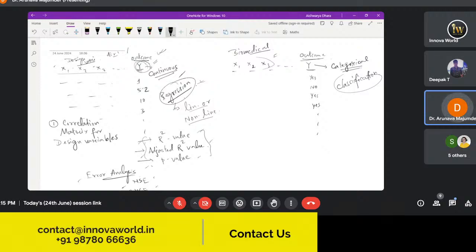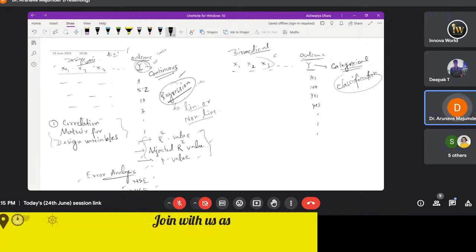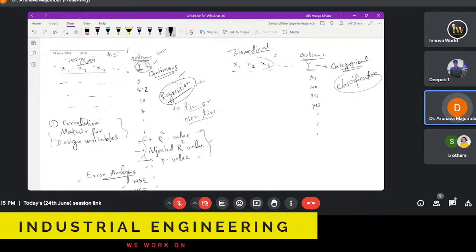Okay, correlation matrix for the design variables. Why is a correlation matrix needed? Because we have to understand whether there is any autocorrelation between the design variables or not. So the autocorrelation between design variables x1, x2. I'm not talking about the outcome variable. The independent variables x1, x2, x3, and xn.